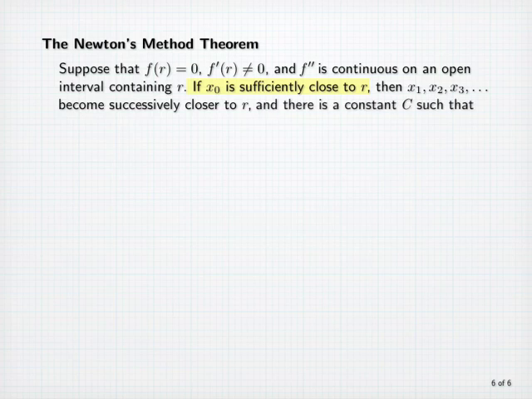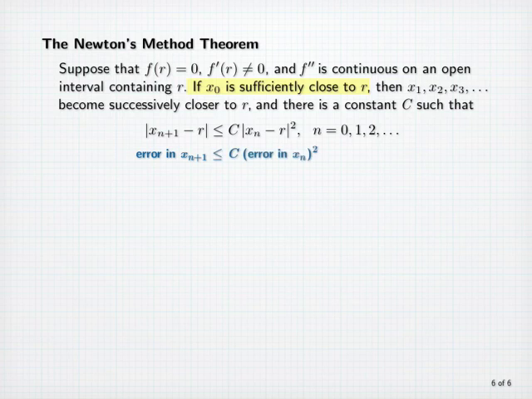Also, there's a constant c such that the absolute value of xn plus 1 minus r is less than or equal to c times the absolute value of xn minus r squared for all n greater than or equal to 0. Notice that this says that the error in xn plus 1 is less than or equal to a constant times the square of the error in xn. So, for example, if xn is within 10 to the minus 3 of r, then we expect xn plus 1 to be roughly within 10 to the minus 6 of r. This tells us that the error decreases very, very rapidly once the error becomes small.